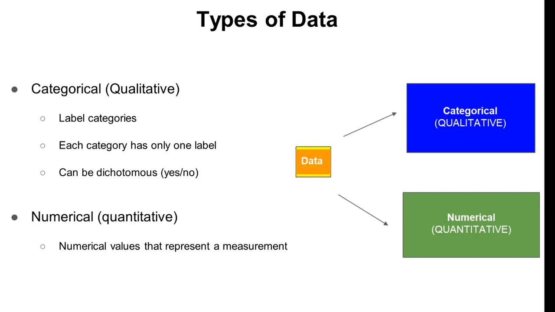Categorical data can also be dichotomous. Dichotomous just means an example would be yes or no. It could also be something like nationality. So for nationality, you can have German or English or even American, but it's just a category. There's nothing more to it than that. The other type of data is going to be your numerical or quantitative data. Numerical or quantitative data deal with numbers, and these numerical values represent some sort of measurement. Anytime you can use those numbers in some sort of mathematical function, it's numerical data.